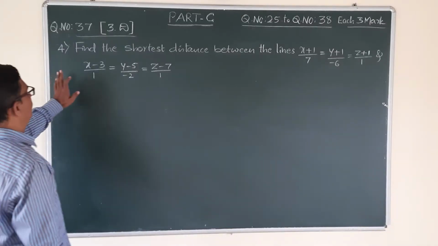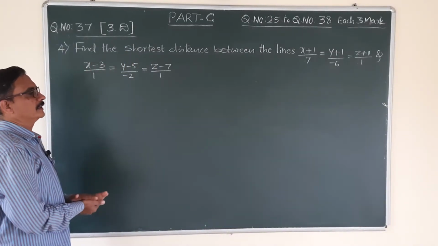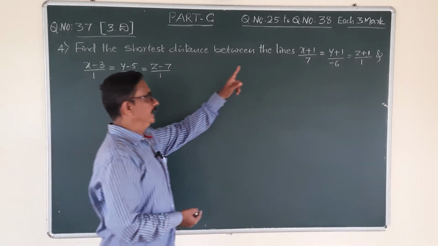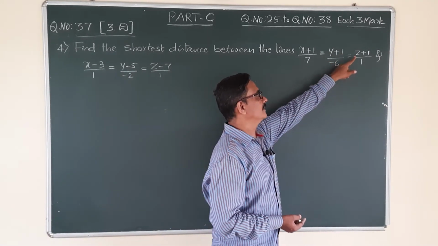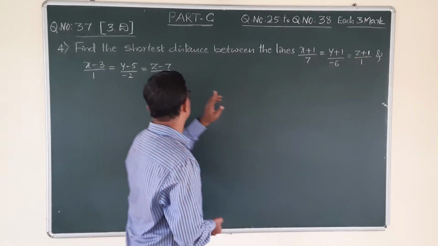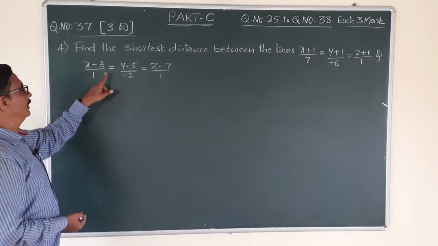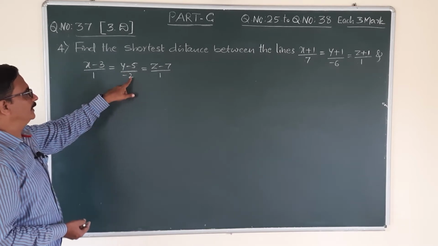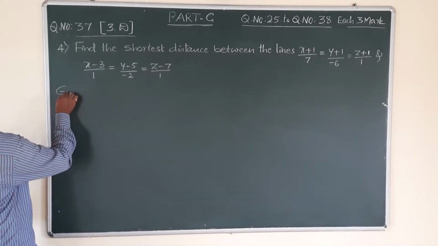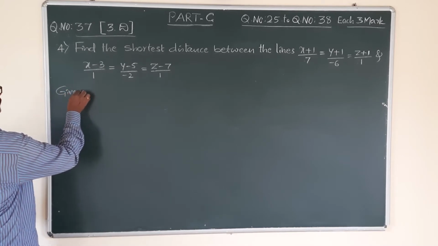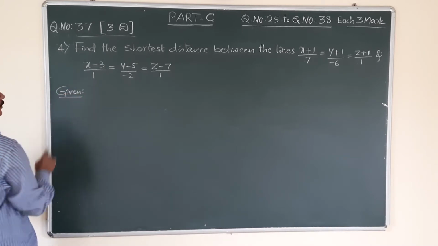Okay, next problem: find the shortest distance between the lines x plus 1 by 7 is equal to y plus 1 by minus 6 is equal to z plus 1 by 1, and x minus 3 by 1 is equal to y minus 5 by minus 2 is equal to z minus 7 by 1. Now here the Cartesian form is given.